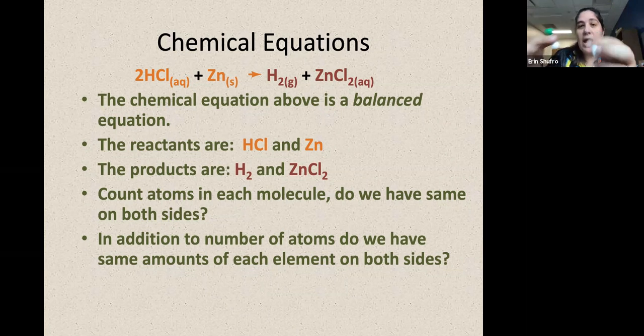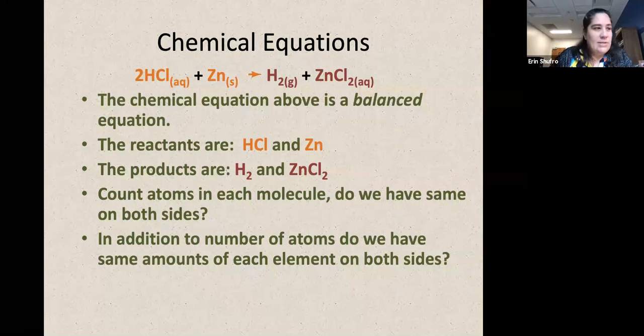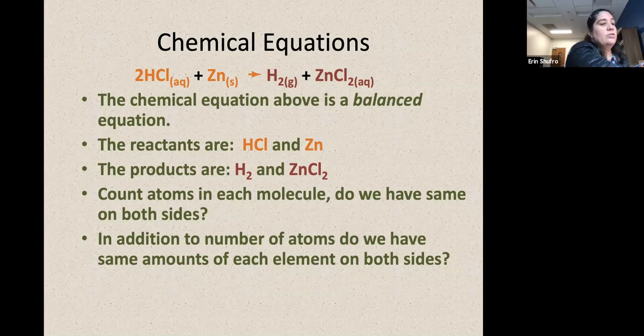Each one is bonded to a hydrogen. On the right, I have 2 chlorines bonded to a single zinc. So 2 chlorines on the left, 2 chlorines on the right. So far, so good. I have 2 hydrogens on the left, 2 hydrogens on the right, 2 chlorines on the left, 2 chlorines on the right.